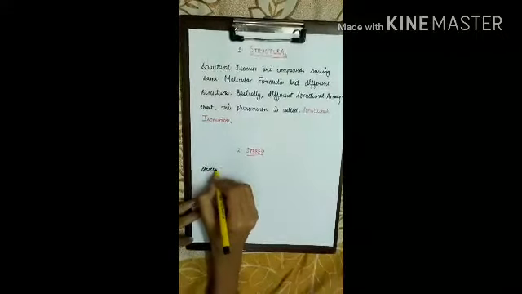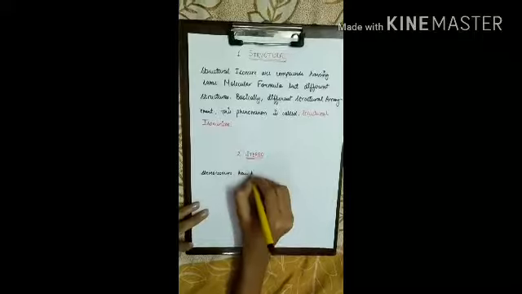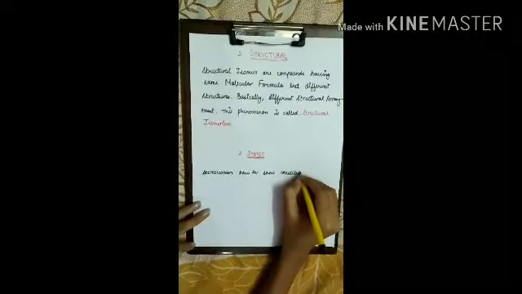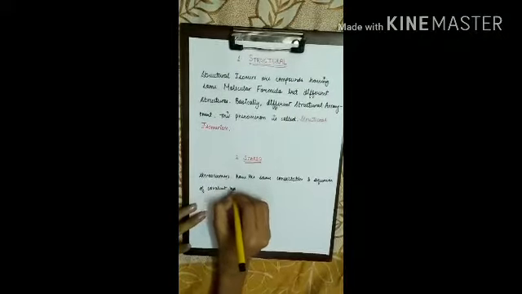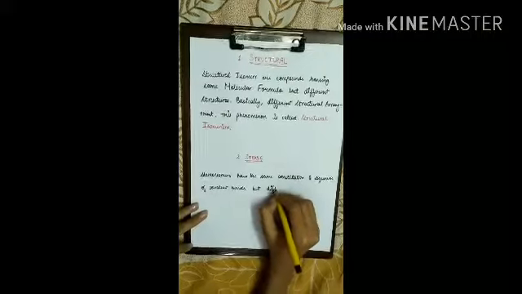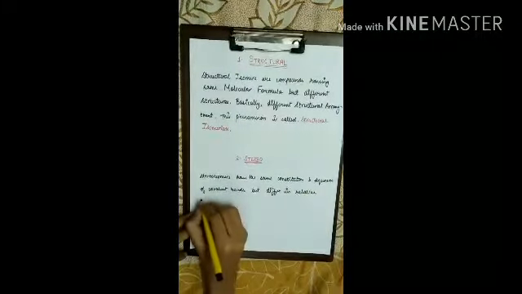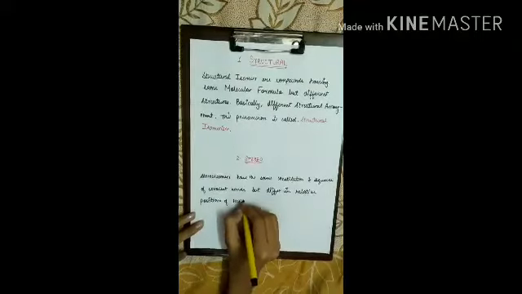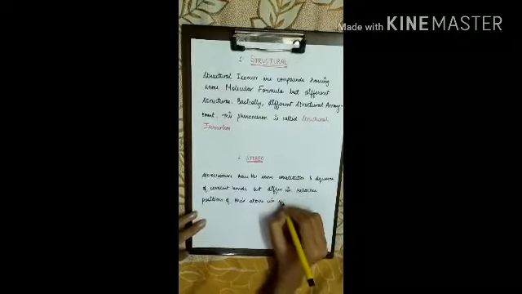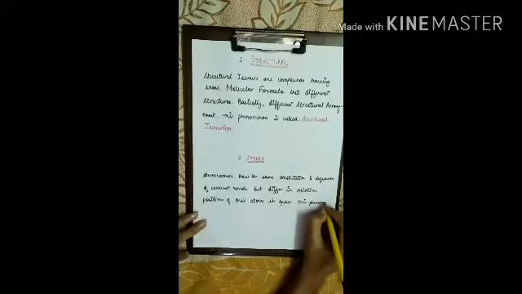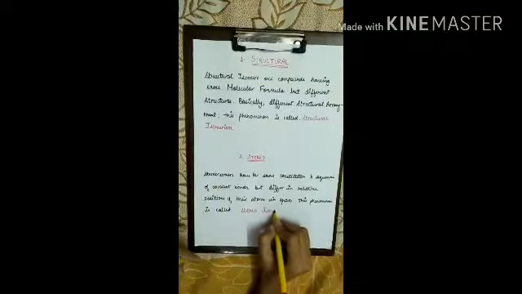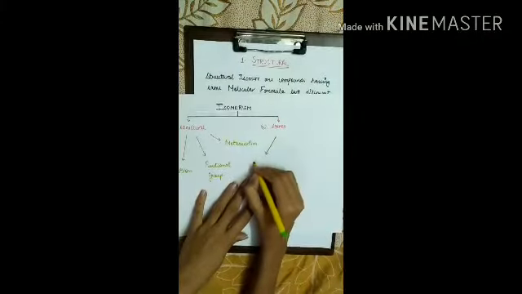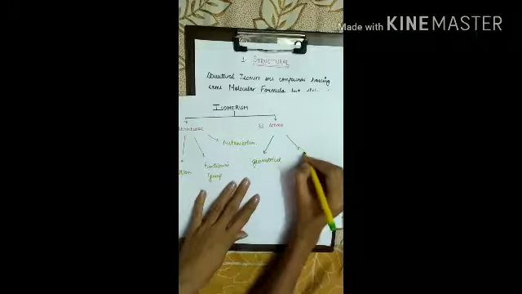Now let's talk about the second type of isomerism, that is stereoisomers. Compounds that have the same constitution and sequence of covalent bonds but differ in the relative positions of their atoms or groups in space are called stereoisomers. Stereoisomers are further divided into two types. First, geometrical, and second, optical.